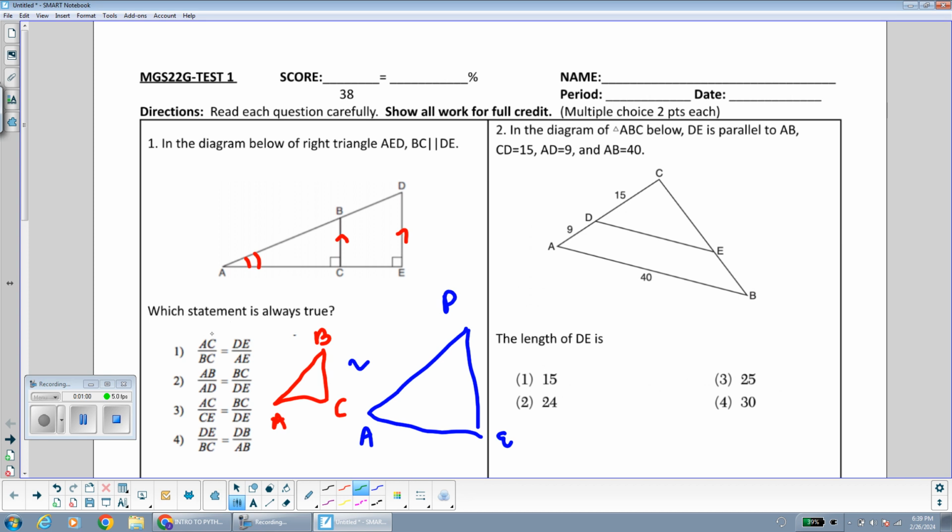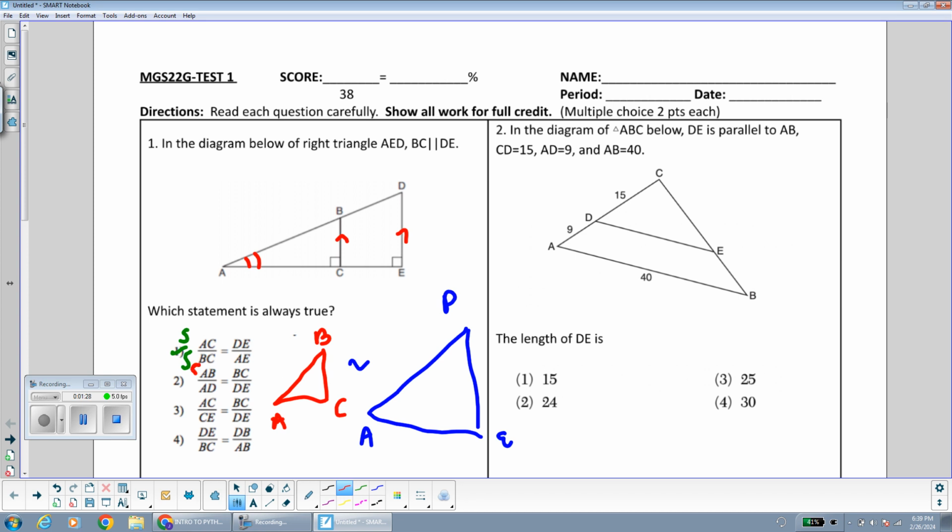So AC is from small triangle. BC is also from small triangle. So far, so good, as long as these sides are from big triangle and they correspond to the side from small triangle that they're next to. So AC corresponds to AE, not DE. So that answer choice is not good. Moving on to the next one.